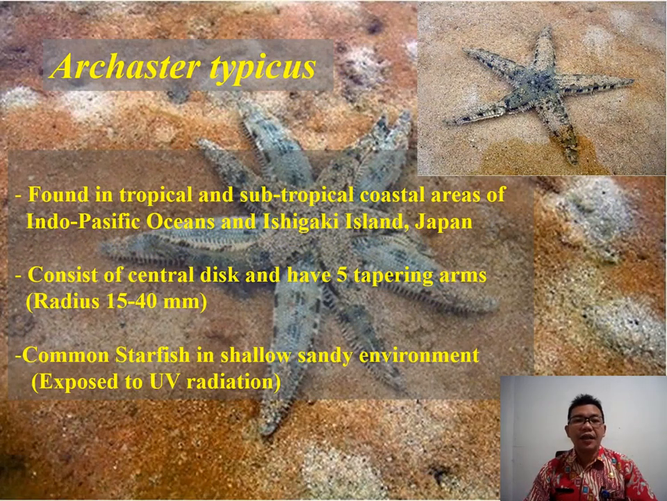Archaster typicus is a common starfish found in tropical and subtropical coastal areas of the Indo-Pacific Ocean and Ishigaki Island, Japan. This organism is a medium-sized starfish with a radius between 15 and 40 mm, consisting of a central disc and 5 tapering arms. Archaster typicus lives in shallow sandy environments and is therefore exposed to the highest level of UV radiation, suggesting that this starfish contains UV-absorbing compounds to diminish the direct and indirect damaging effects of UV radiation.